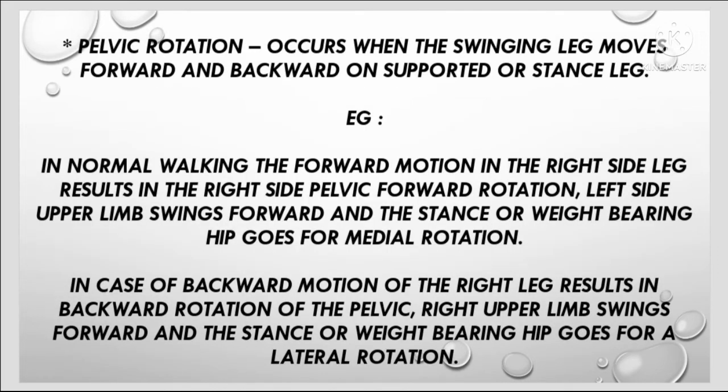Pelvic rotation occurs when the swinging leg moves forward and backward on the supported or stance leg. For example, in normal walking, the forward motion of the right side leg results in forward rotation of the right side pelvis. The left side upper limb swings forward, and the stance or weight bearing hip goes for medial rotation. In case of backward motion, the right leg results in backward rotation of the pelvis. The right upper limb swings forward, and the stance or weight bearing hip goes for lateral rotation.